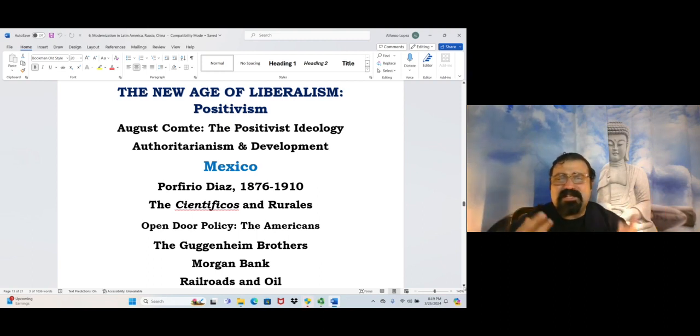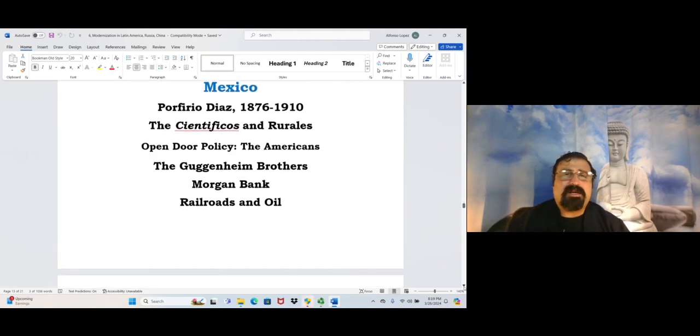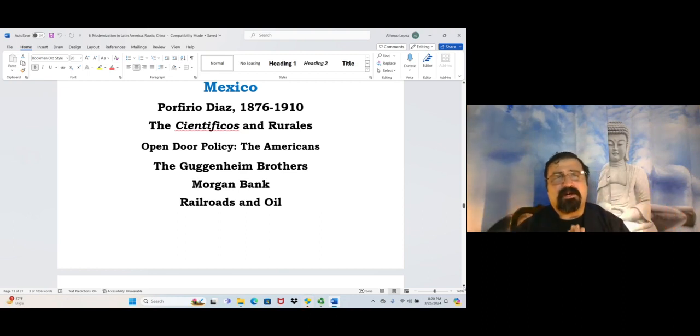This is going to resonate rather strongly in Latin America because the liberal regimes themselves were very authoritarian. They were using the state to push modernity at the expense of the lower classes. And by adopting the ideas of Comte, this idea that in order to achieve progress you need to first and foremost create order, that was very appealing. And the best case study of this was the country of Mexico.